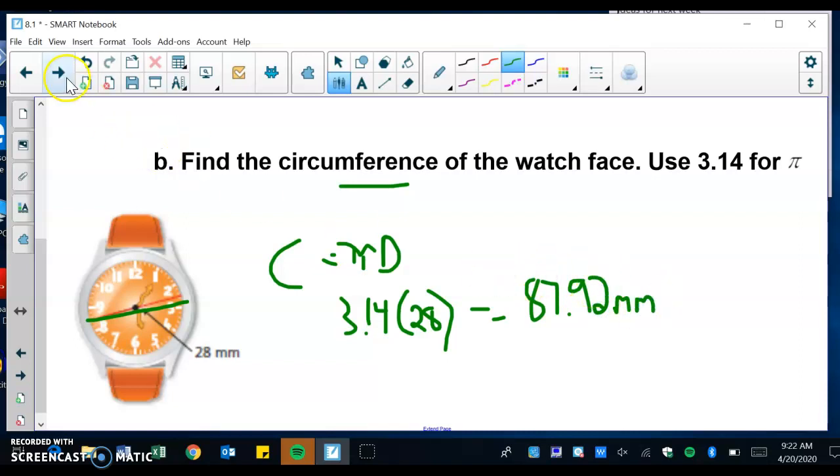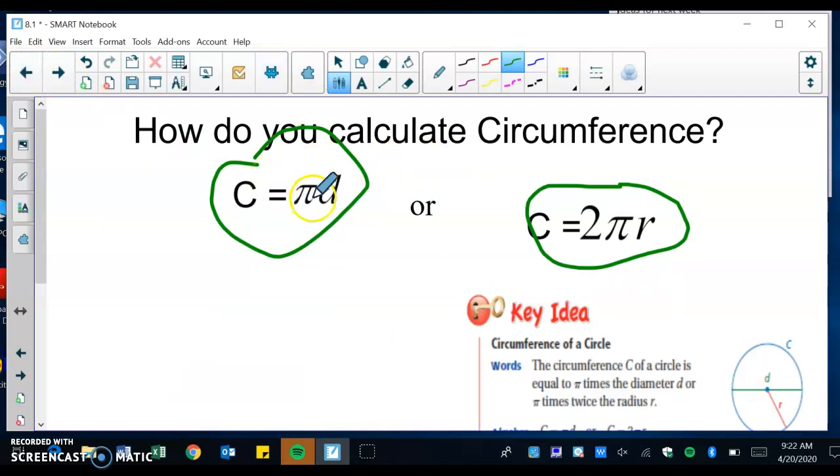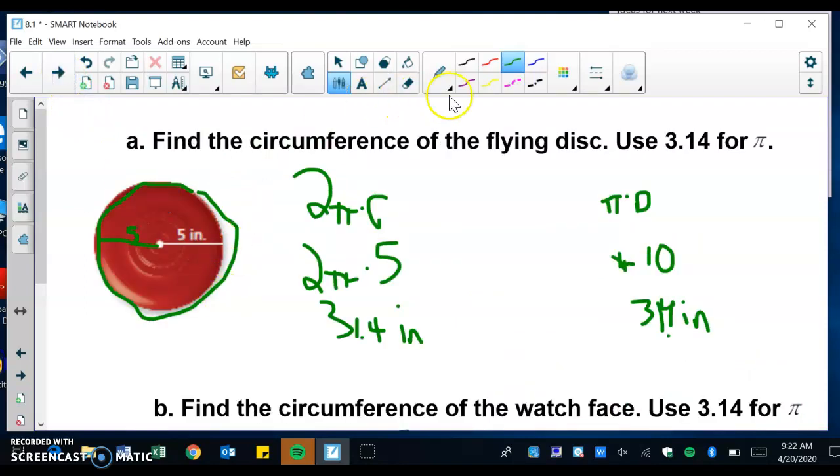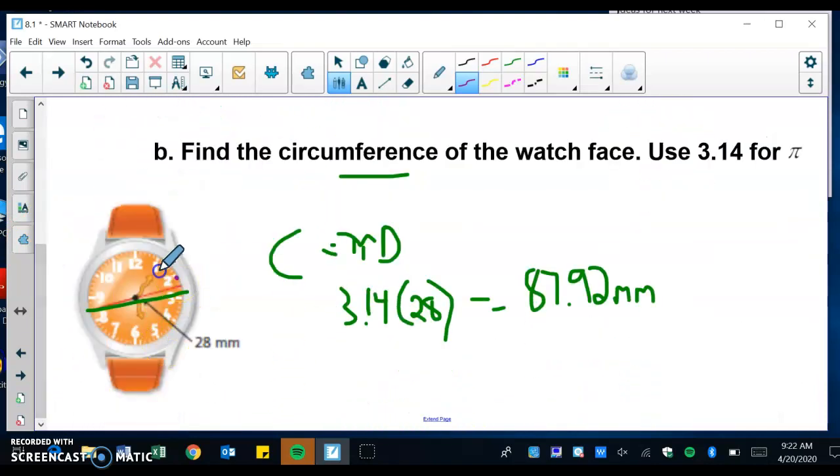So that's for circumference. Again, going back to the slide, circumference is going to be pi times diameter or pi times 2r, depending on what you're given. For the first one, I was given just radius, so I would use 2 pi r. For the second one, I was given the whole diameter, so I just used pi times diameter. Okay, and that's your lesson for this week.